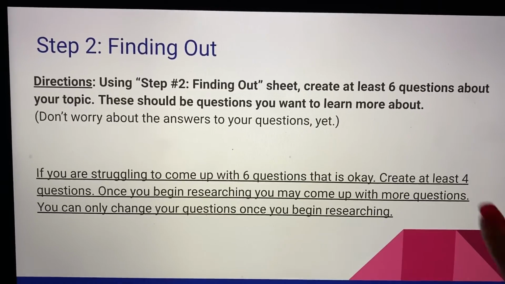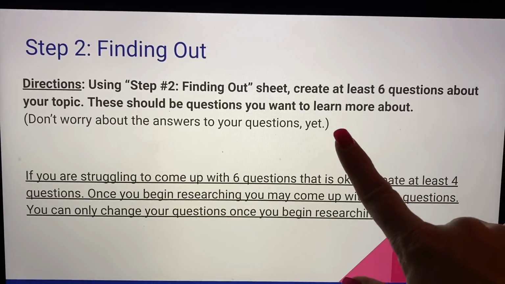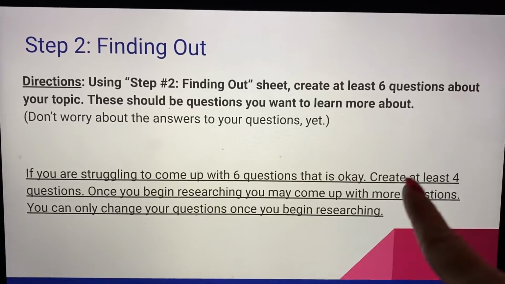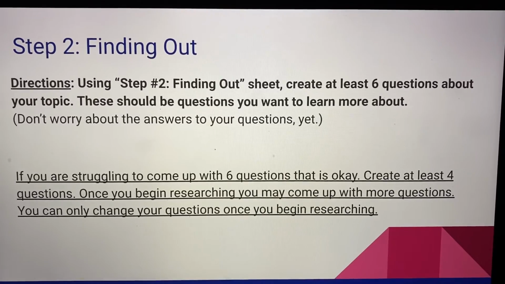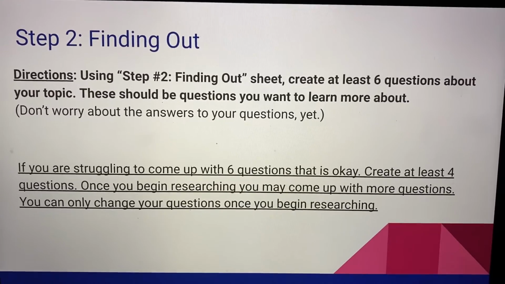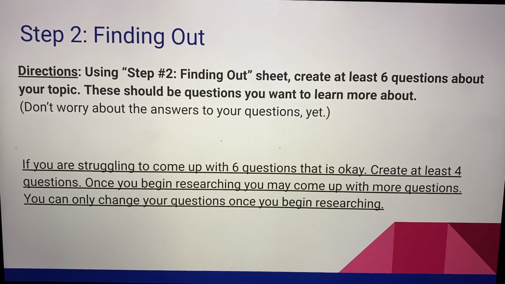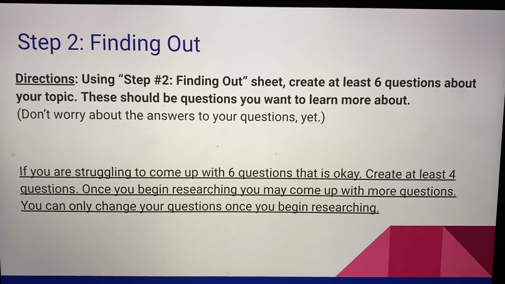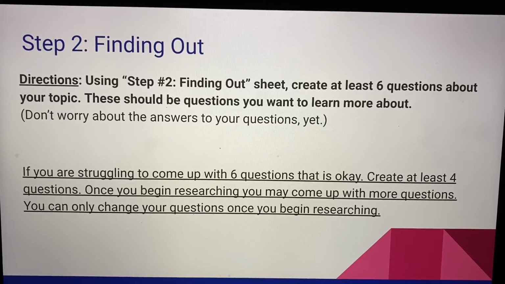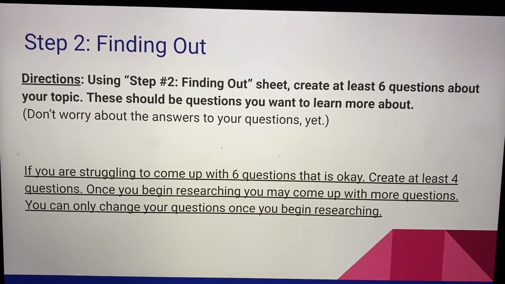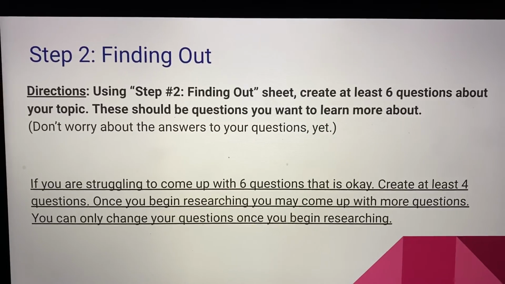Our next slide, step 2, finding out. Using step 2 finding out sheet, which is the other one that's on the assignment, create at least 6 questions about your topic. These should be questions that you want to learn more about, okay? If you're struggling to come up with 6 questions at first, it's okay, create the 4, and then in the end, make sure you have 6, okay?